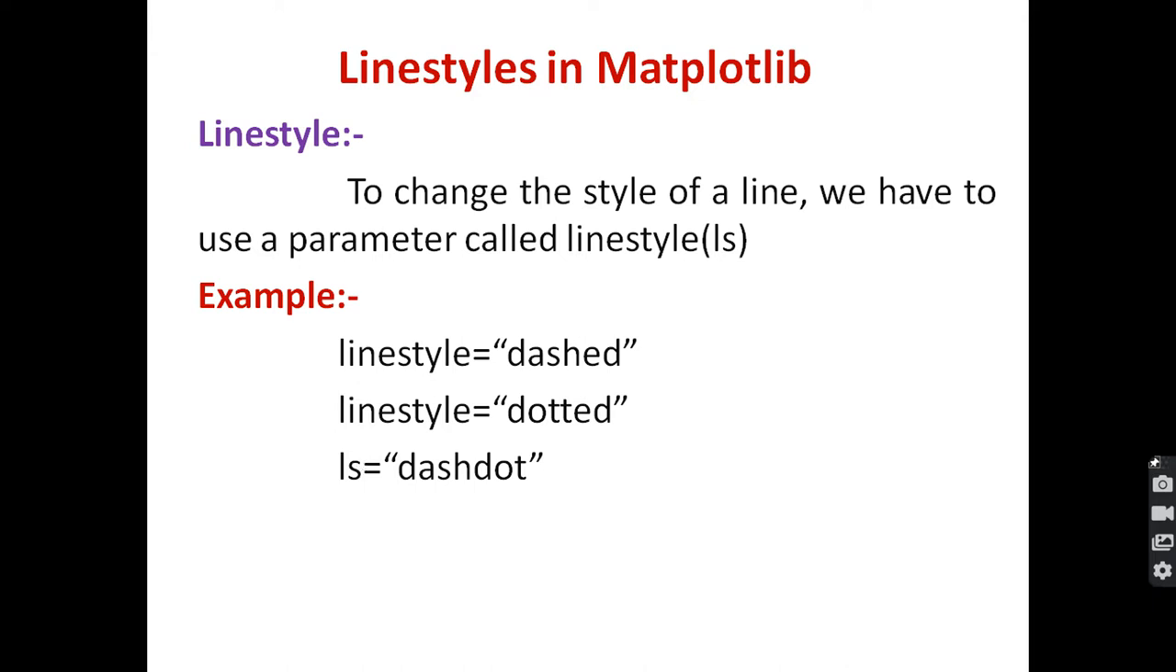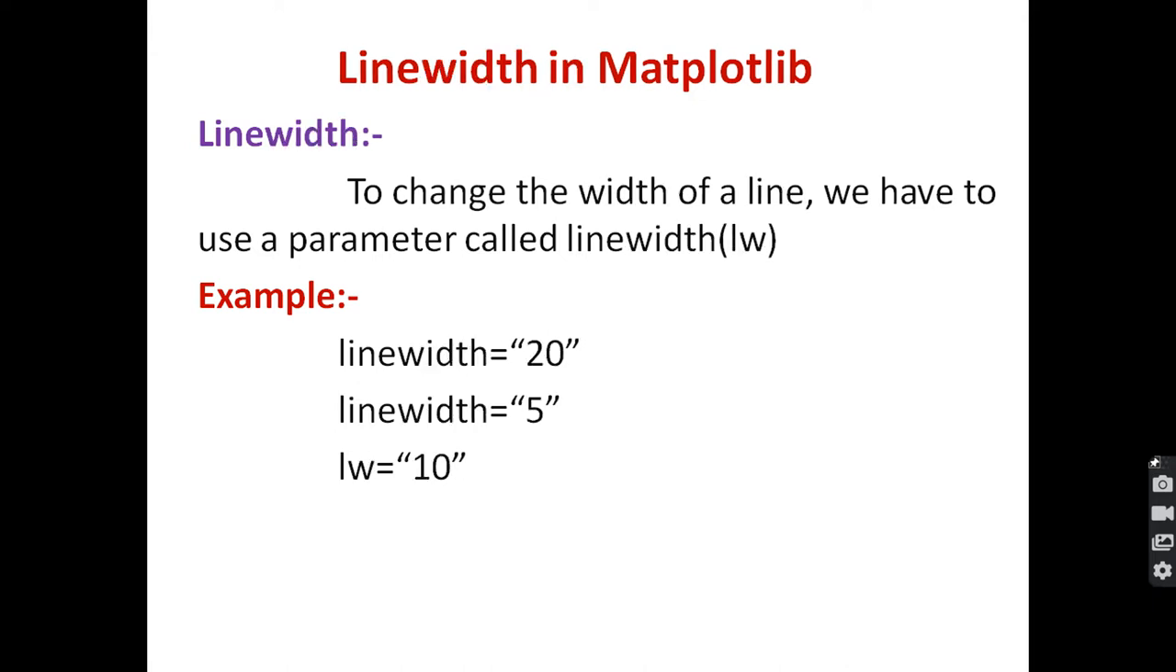Next, to change the width of a line, we have to use a parameter called the line width parameter. Simply, it can be represented with LW. Okay. So, LW is equal to some integer value. This integer value represents the width of the line. Another one, linewidth is equal to 20. Here, there is no space between line and width. Without any space, we have to write the linewidth parameter. So, whatever value we give after the equal to symbol, these points keep in mind.